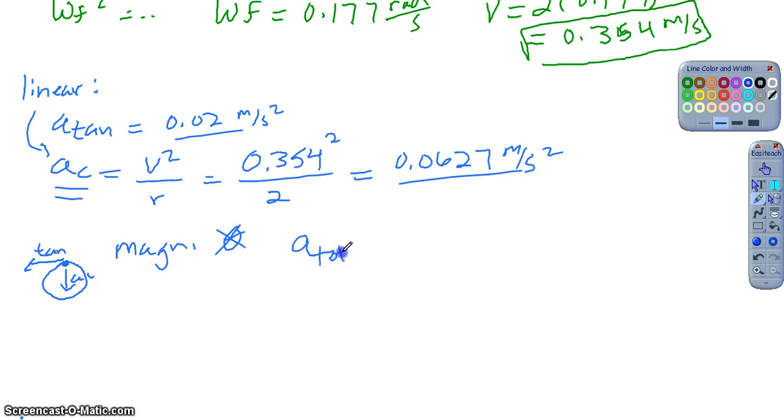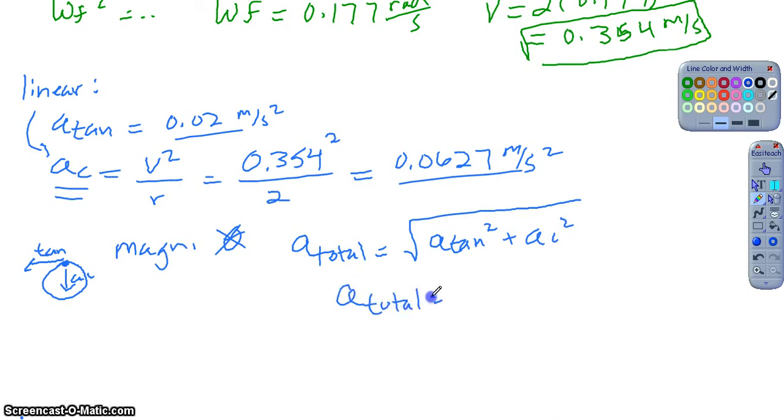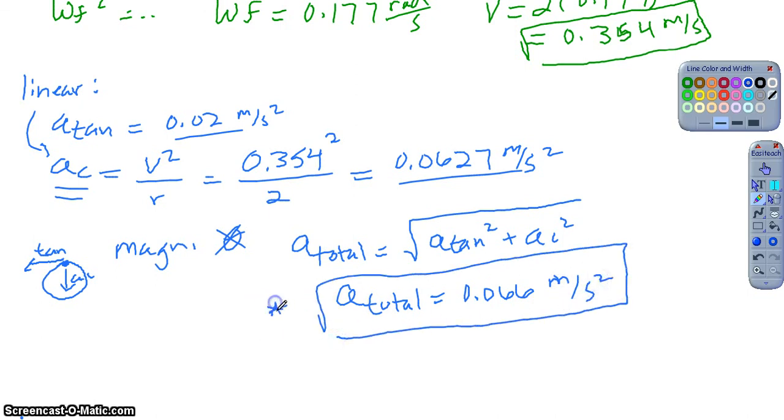My total linear acceleration is going to equal the square root of my tangential acceleration squared plus my centripetal acceleration squared. At this point, it's just a matter of plugging it in and calculating. When I plug in my 0.02 squared plus my 0.0627 squared, I get something that comes out to be about 0.066 meters per second squared. So again, find total linear acceleration. Maybe one of the trickiest concepts in this first one. Total linear acceleration comes from both the tangential and the centripetal acceleration.